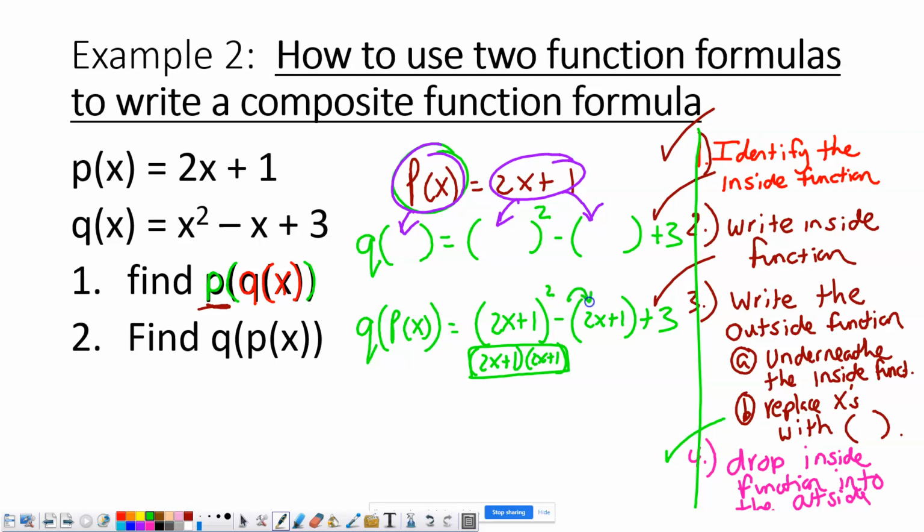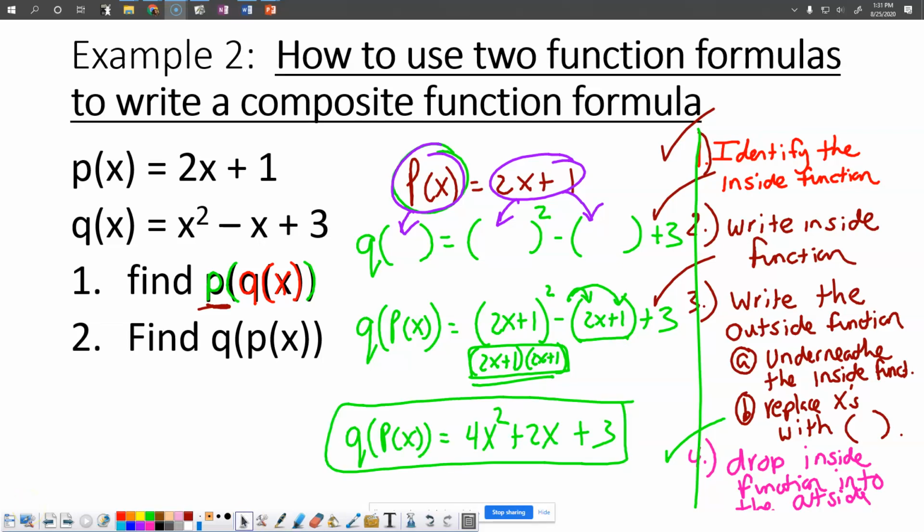You would also need to distribute the negative into this set over here, okay? After you FOIL this out and distribute the negative, you just combine all your like terms together, and I'm going to write what the answer would be. And that's what you would get if you went ahead and simplified the expression. Okay?